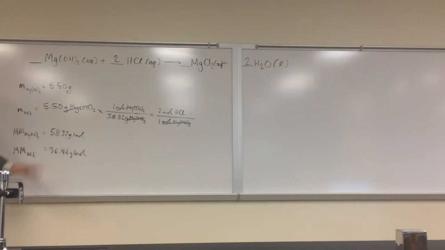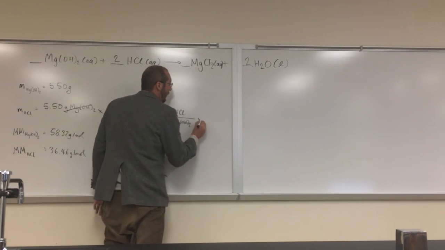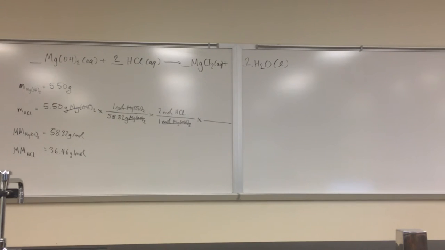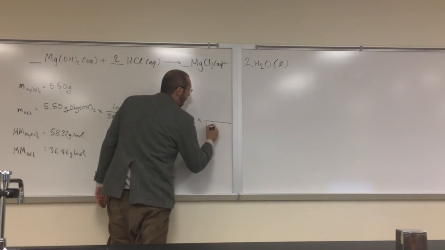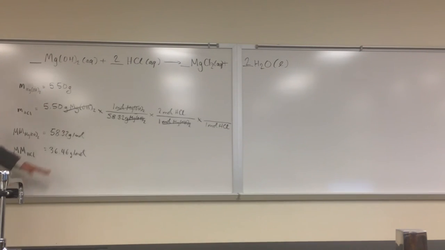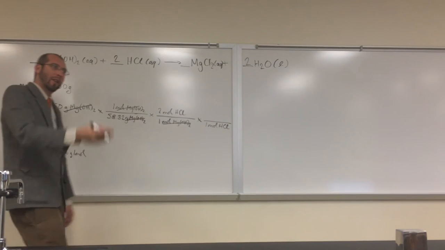Is everybody cool with what we've done? So we're still not to grams of hydrochloric acid, but only one more step, right? So we've got to use now the molar mass of hydrochloric acid. Everybody's probably on board with that. So I'm going to just multiply. What are we going to put down here? What number? How many moles? One. One, right? Just one mole. One mole HCl. Well, how much does one mole of HCl weigh? 36.46 grams, okay?